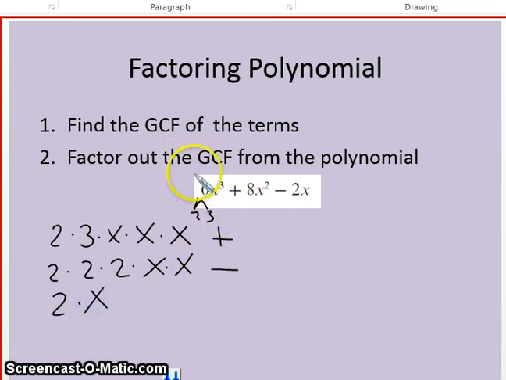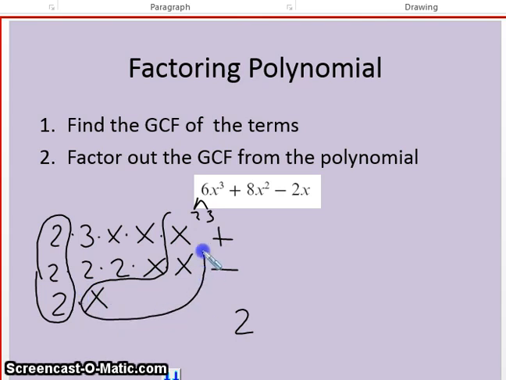Now, in order to factor out this 3-term polynomial, I have to look at what factor all 3 terms have in common. So notice here that they all 3 have a 2. So I'm going to write that as part of my greatest common factor, 2. Now, they don't all have some more numbers. However, they do all have an x. So that would be the other part of my greatest common factor. So the greatest common factor of this polynomial is 2x. Now, we want to factor this polynomial completely. So we want to know what can we multiply 2x by to get what we started with up here.